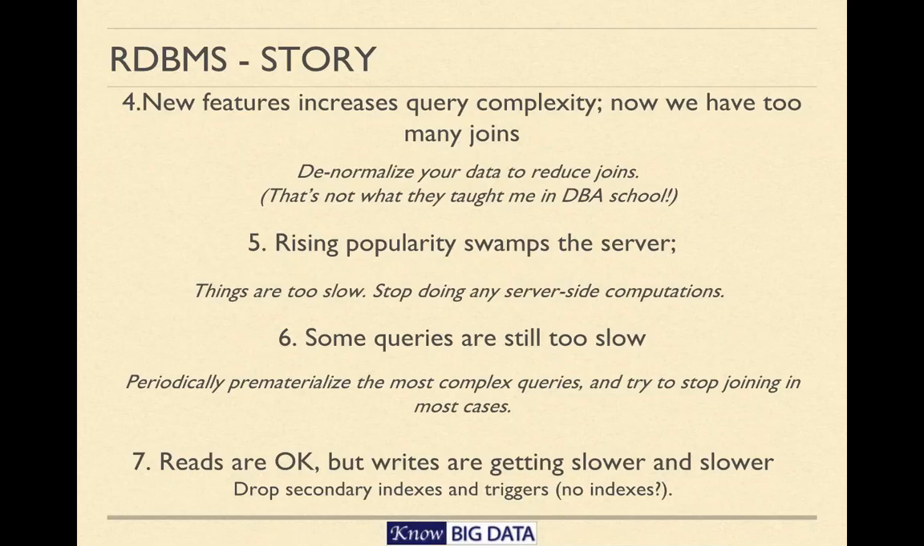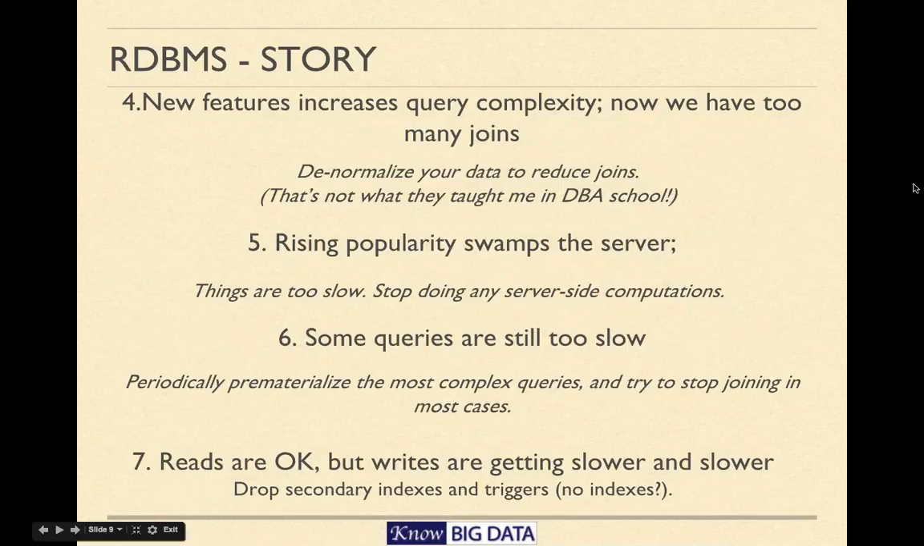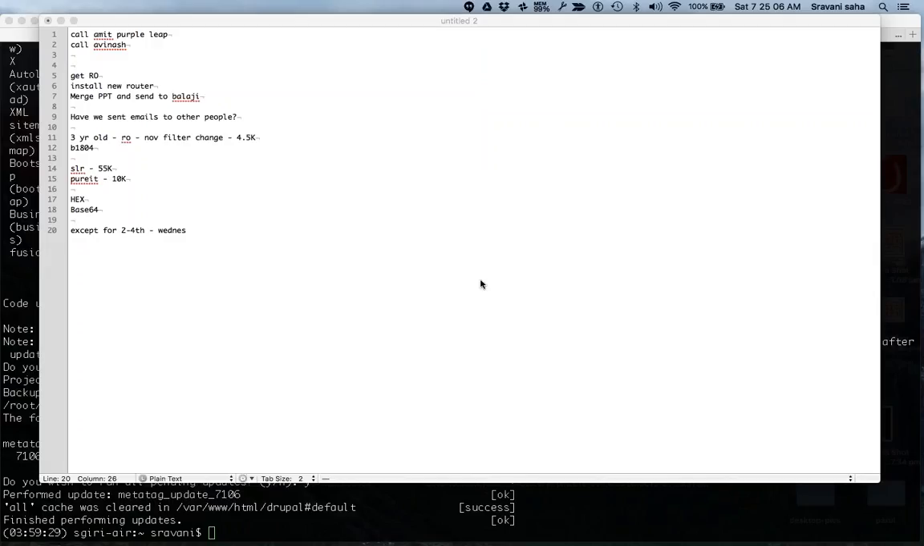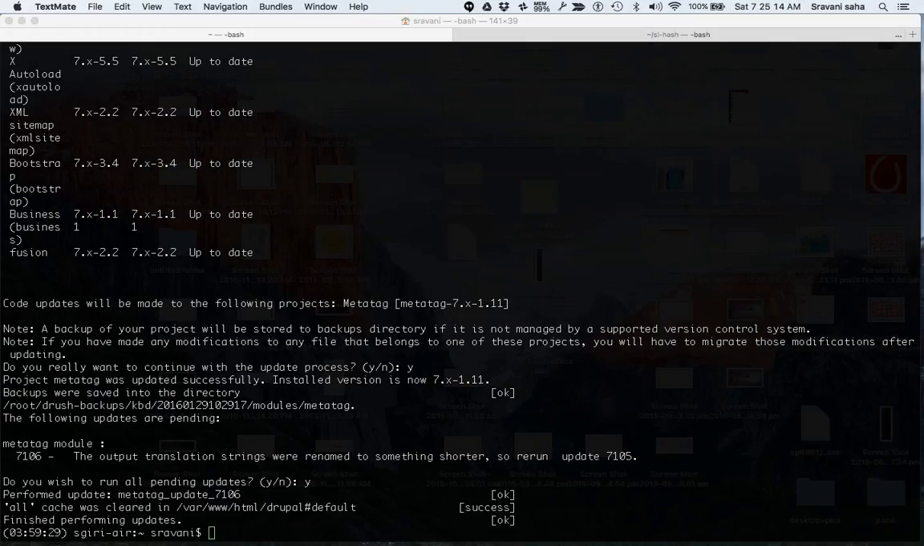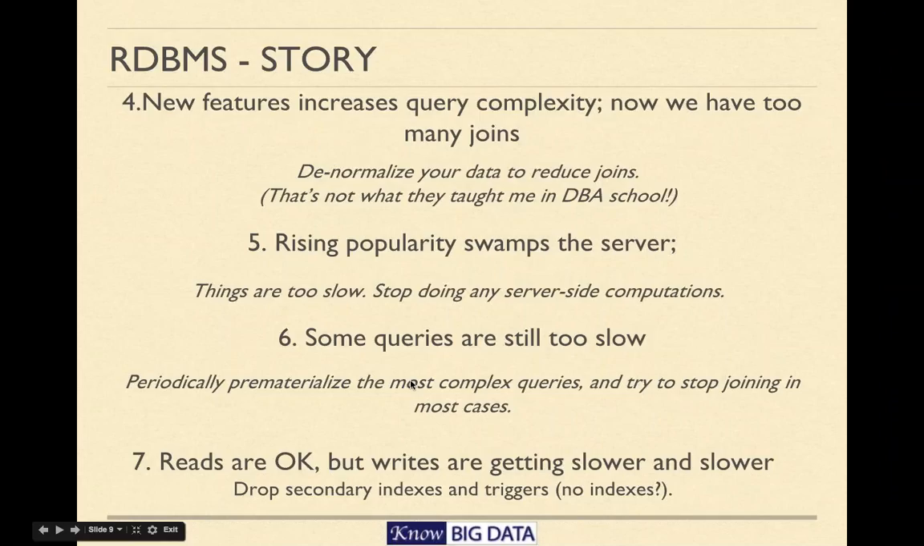At this point, reads might be okay, but writes would get slower and slower. At this point, you will drop all the secondary indexes and triggers. All right, so what did we learn here?